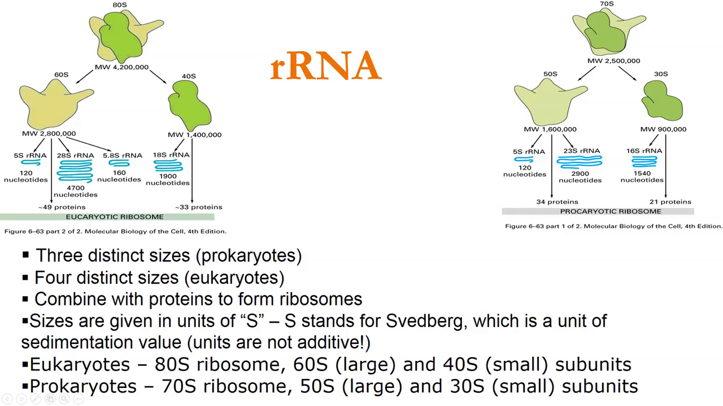So eukaryotes, the whole ribosome itself is an 80S subunit. The large subunit is 60, the small subunit is 40. And then prokaryotes, we have our 70, the whole thing, our 50 and 30S. 50, the large subunit, 30, the small subunit. And the ribosomes at various times exist as possibly a whole ribosome or the individual subunits. And we'll see that when we talk about translation.